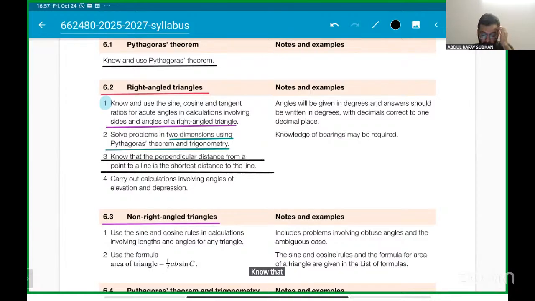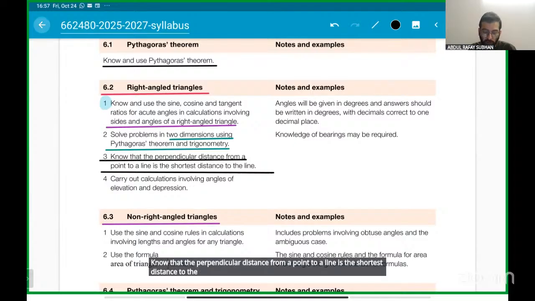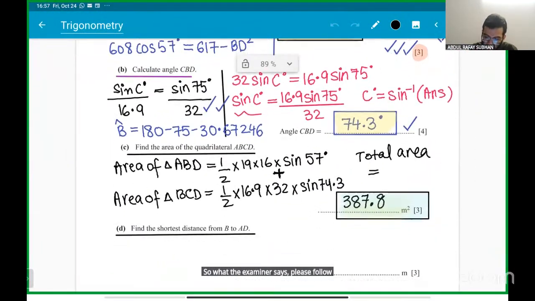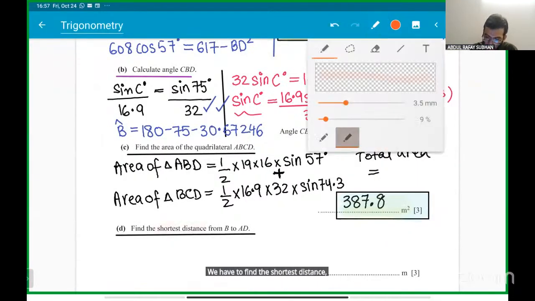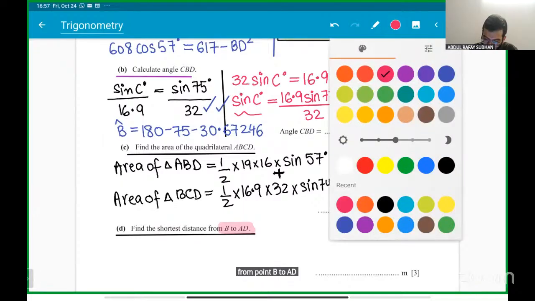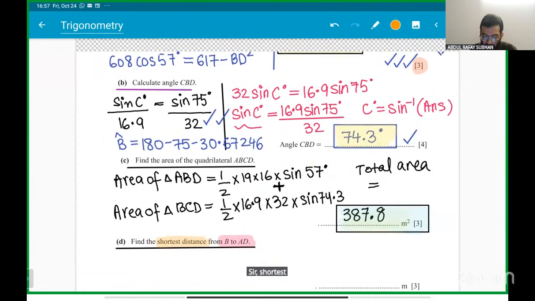Know that the perpendicular distance from a point to a line is the shortest distance to the line. So this is point number 3 that we are talking about. What the examiner says, please follow carefully: we have to find the shortest distance from point B to AD.